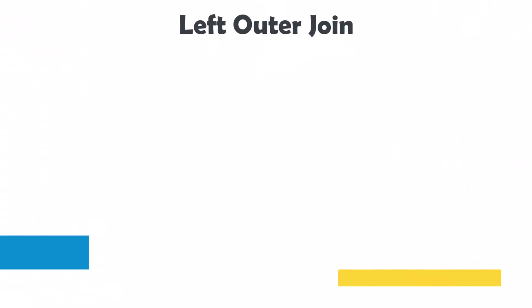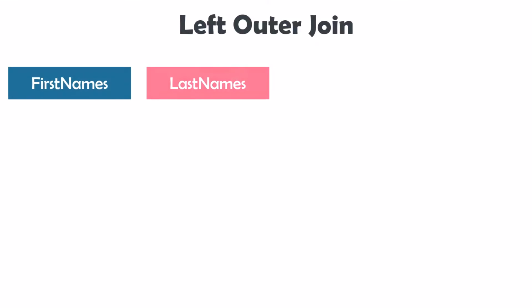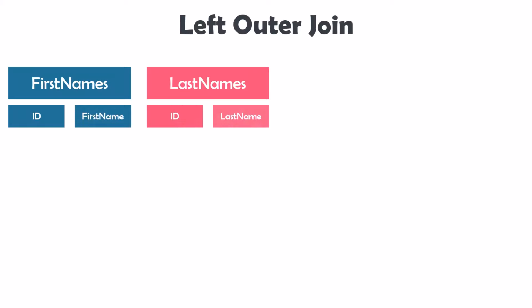Let's now switch to the last example in this video. It's about left outer join. Left outer join is nothing but getting all data from the left side, with the matched data from the right side. I have for example these two data tables, first names, and last names. The first table contains these 2 columns, ID and first name. The second table contains also 2 columns, ID and last name.